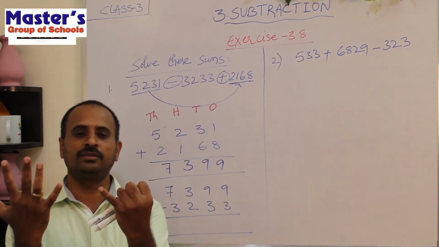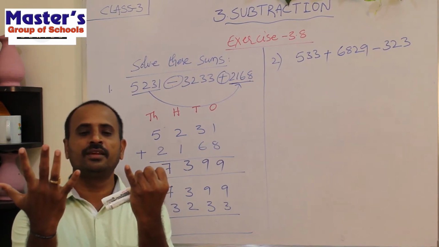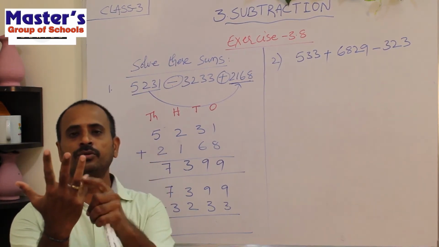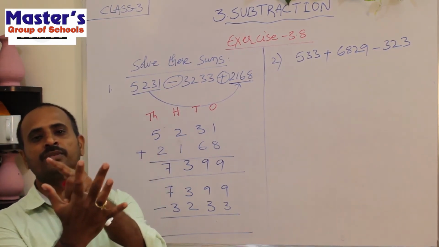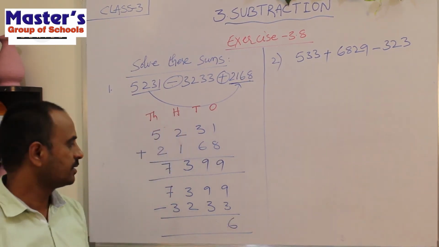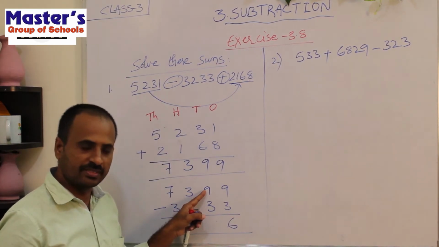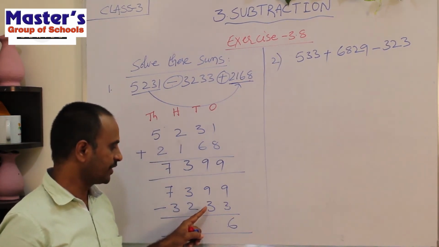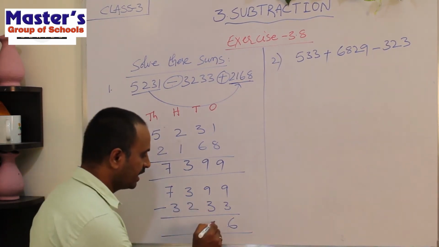1, 2, 3. Children, how many fingers are there remaining? 1, 2, 3, 4, 5, 6. There are 6 fingers remaining. So write 6. Again here also, the first number is 9, the second one is 3. If we subtract 3 from 9, we will get again 6.